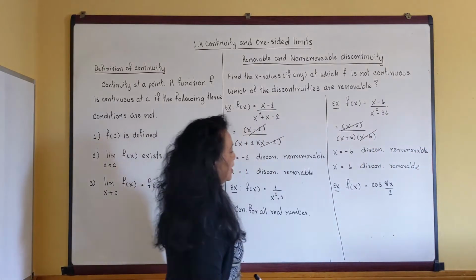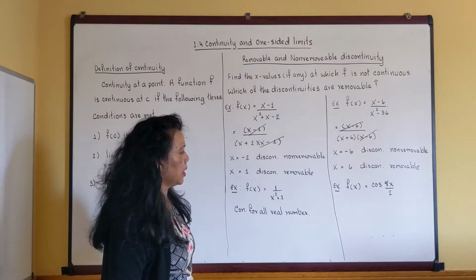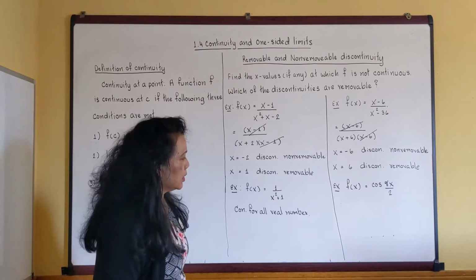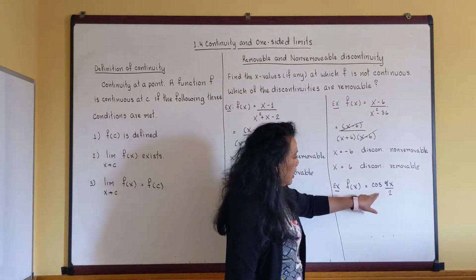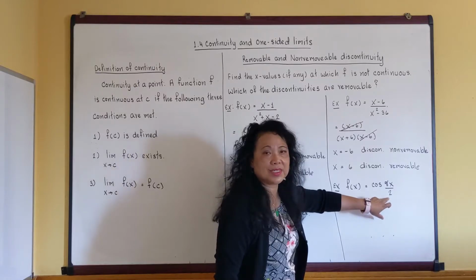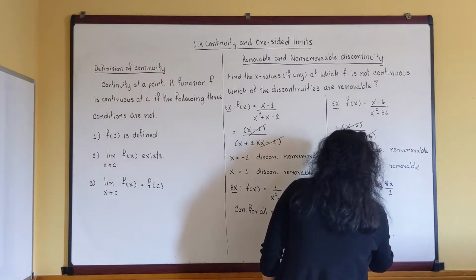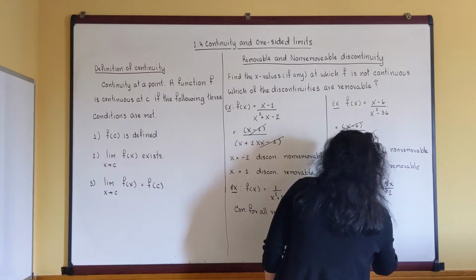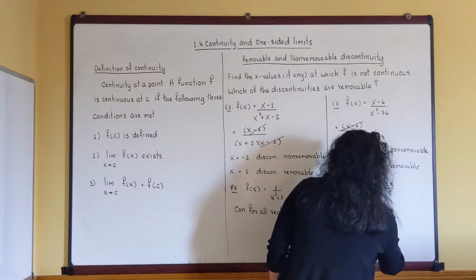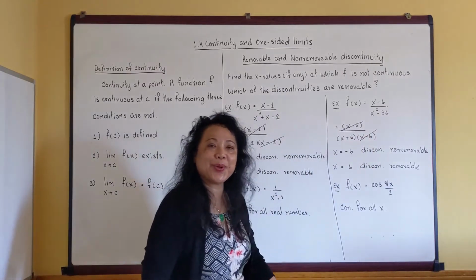Alright, the last one, I have a function f of x is equal to cosine of pi x over 2. This one, I don't have a radical, I don't have to worry. The 2, you're not going to make 2 ever equal to 0, it's always equal to 2. So this is continuous for all x, right? Let's look at more examples.